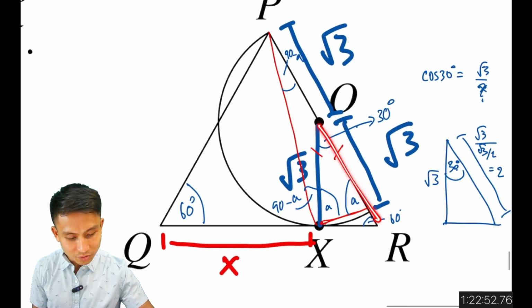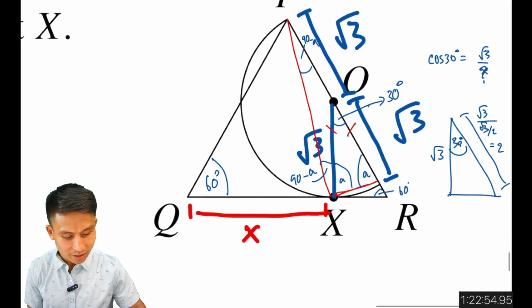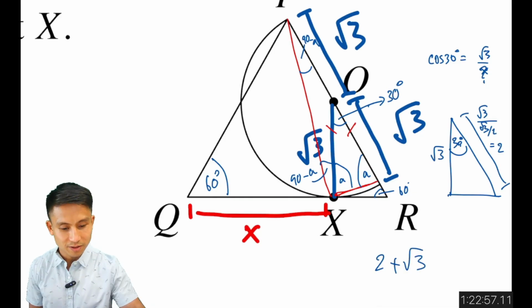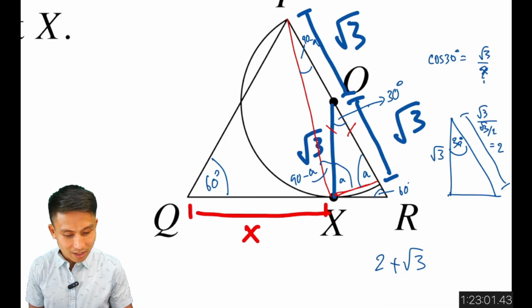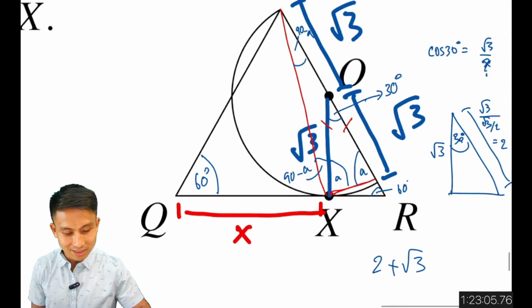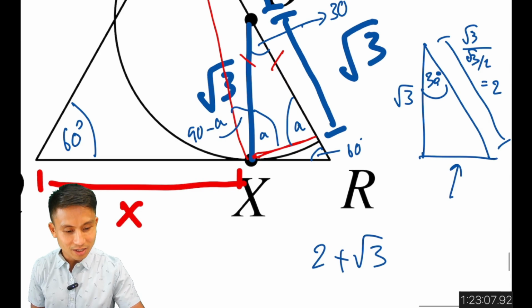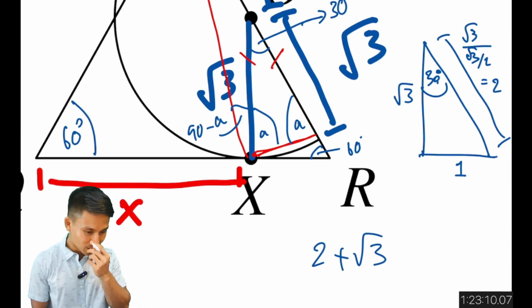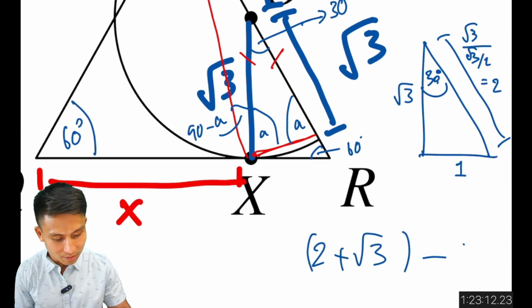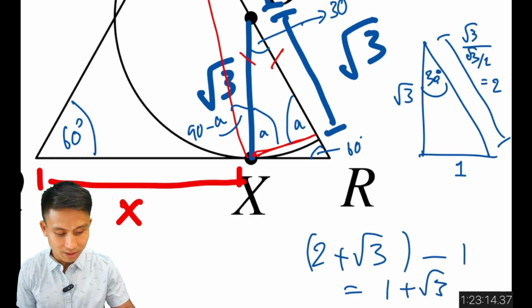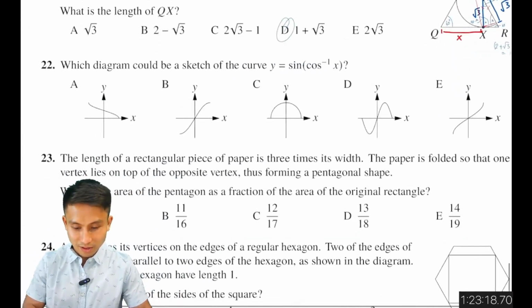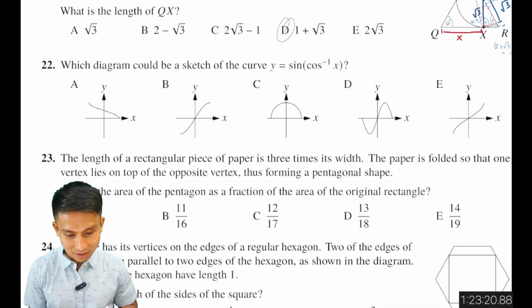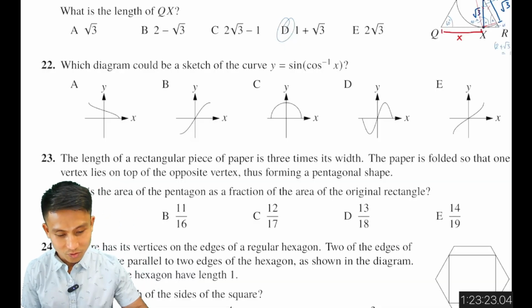If this side is 2, so the equilateral is 2 plus root 3, because you need this side and that side, right? And then because we need this, we need to do 2 root 3 minus this side. And what is that side? Well, it's just this guy right here, which if you do the triangle, you get 1. So this is just the whole thing minus 1, so it's 1 plus root 3. I think that's the answer. Okay, choice D there.